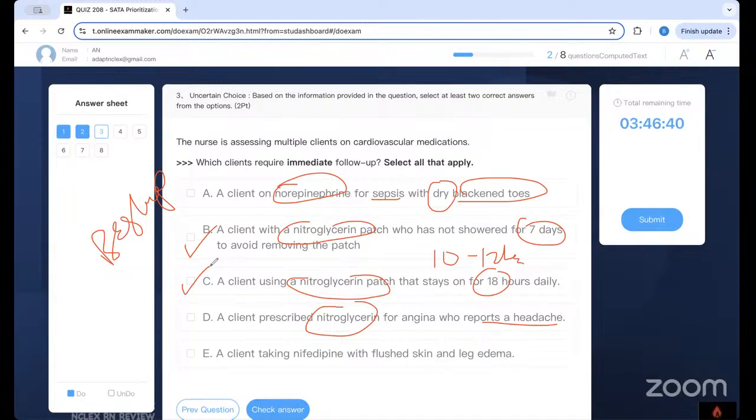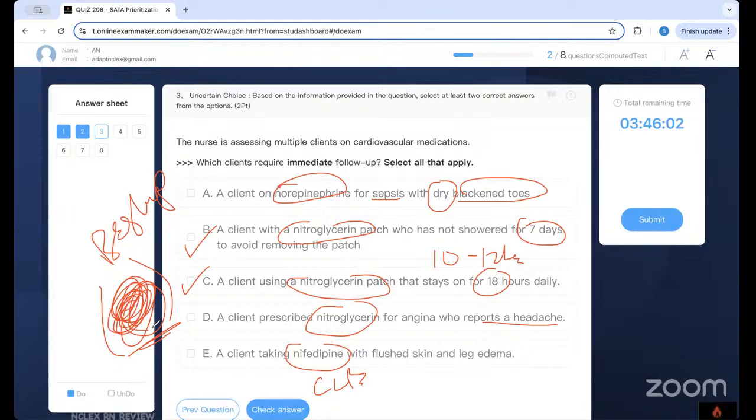Patient taking nifedipine and then he has flushed skin and leg edema. First of all, try to figure out what nifedipine is. This is a calcium channel blocker. A calcium channel blocker is going to make your veins bigger. That means it's going to cause venodilation. Blood stays in your leg. If blood pools in your leg, it will become bigger, edema. Your face, blood pooling will look flushed. You're going to have headache. These are all expected findings.